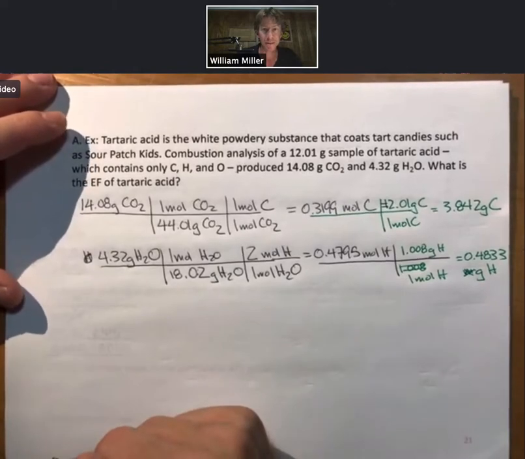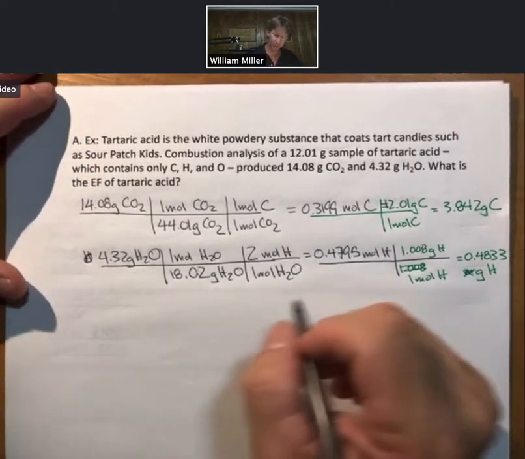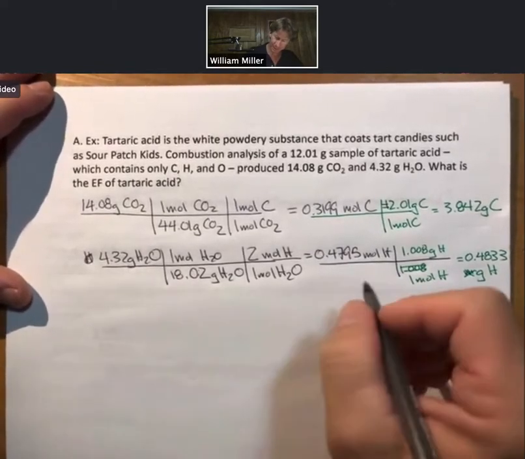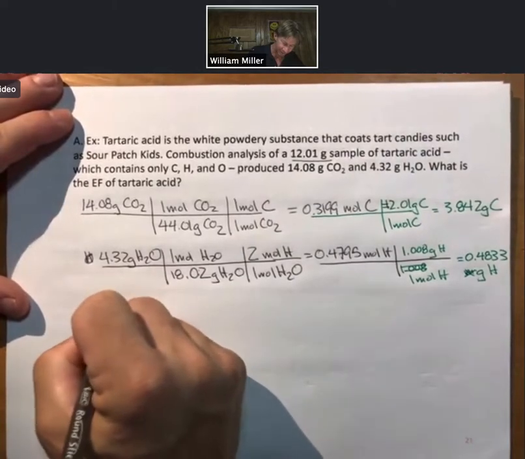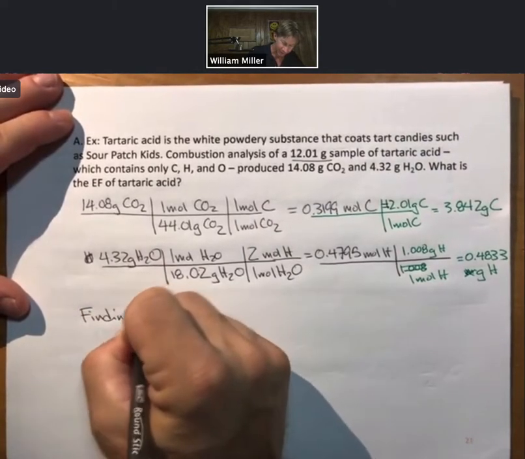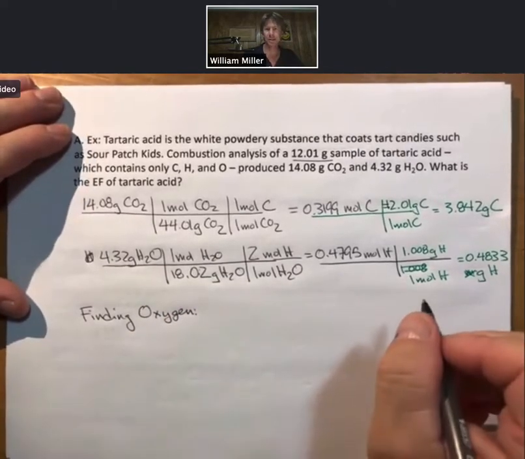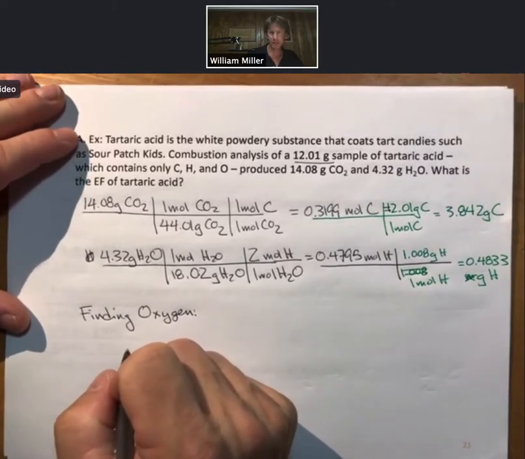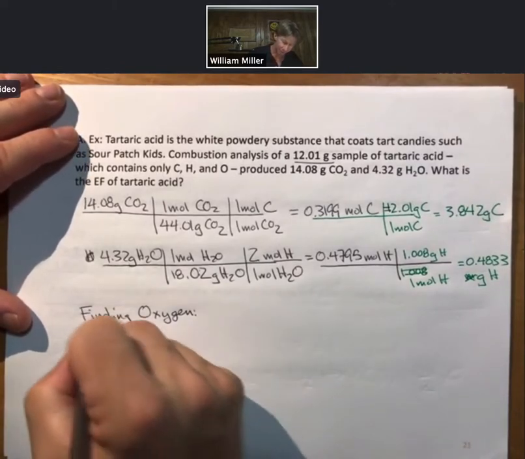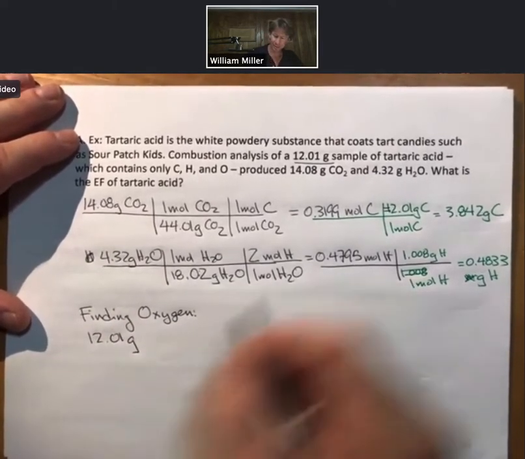Okay, so like I said before, now we know our moles here for two of them. We know our grams. We don't know our grams or moles of oxygen. The way in which we're going to find that is we know the grams of sample. So I'm going to write finding oxygen. And this is a relatively common thing that we do: know everything else and then subtract to find the last thing. We know that there's 12.01 grams of the sample.